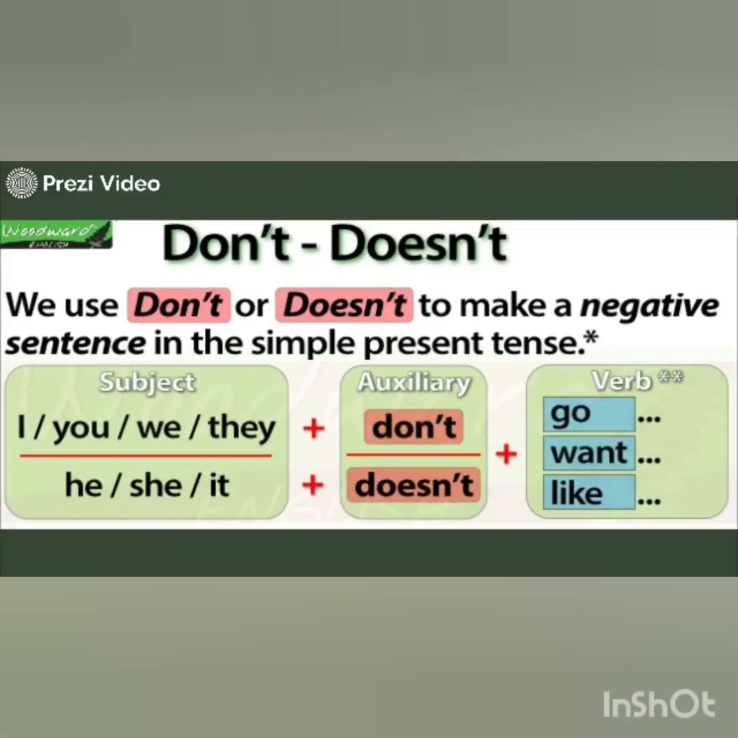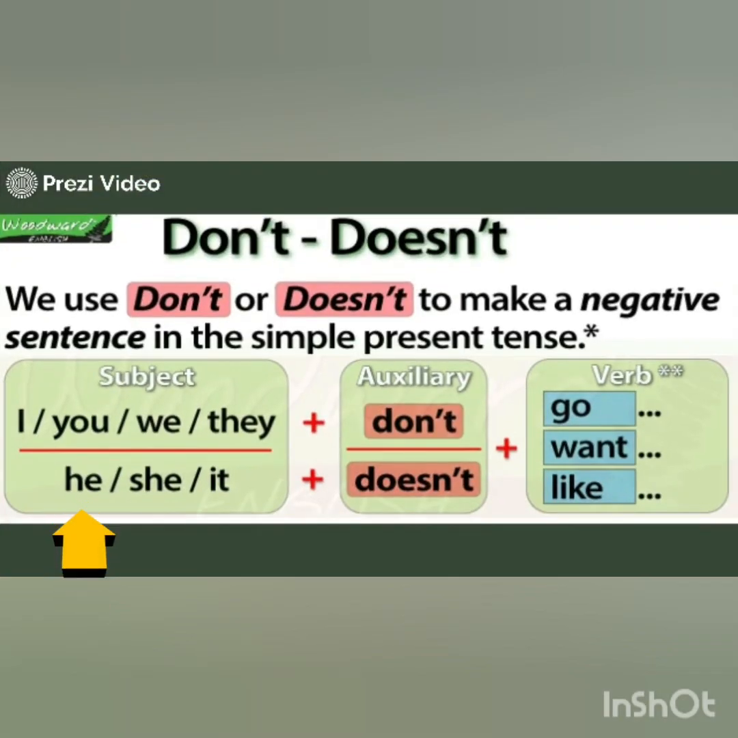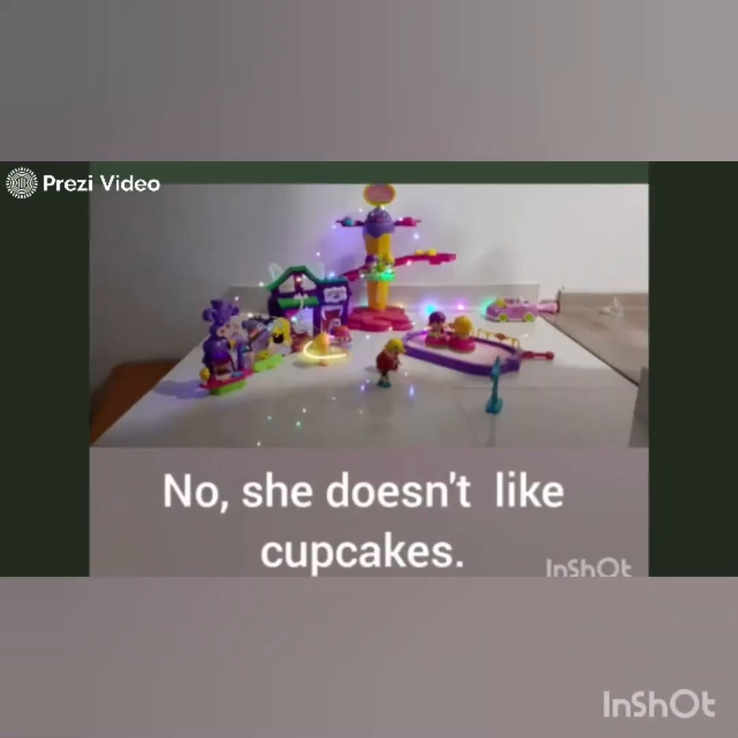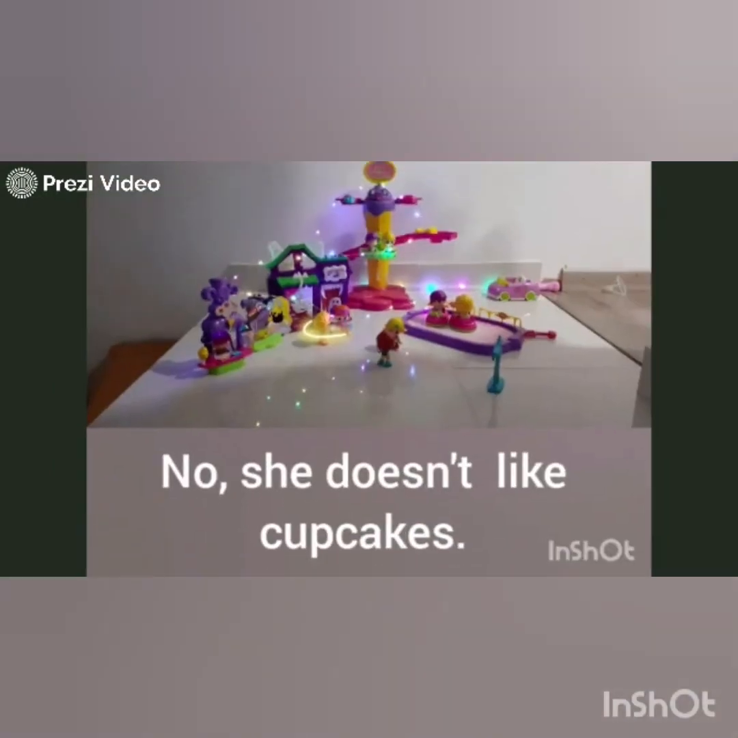Okay, but what happens with he, she, and it? We use doesn't to make the negative and the verb in the base form, which means without to. Let's see. No, she doesn't like cupcakes. We have the subject she and doesn't.